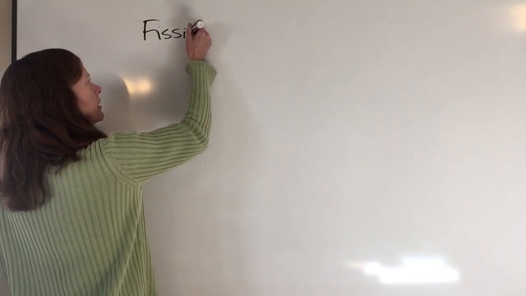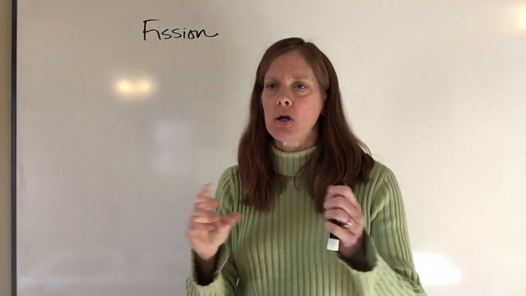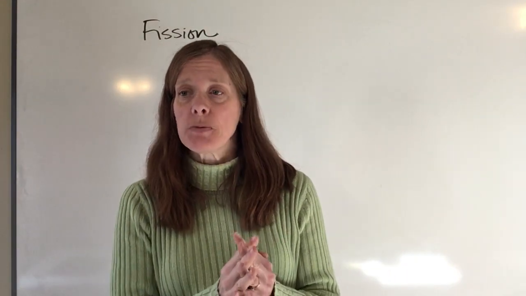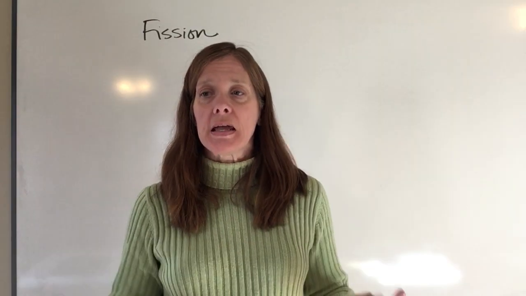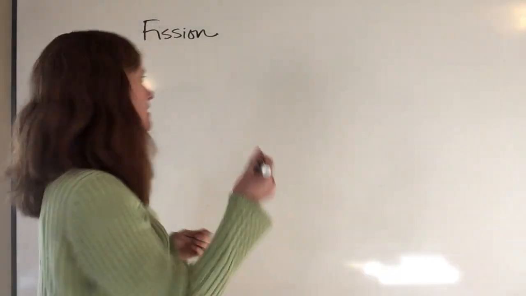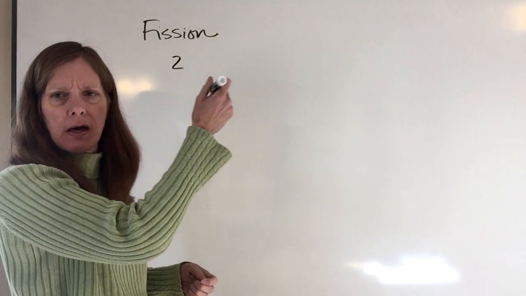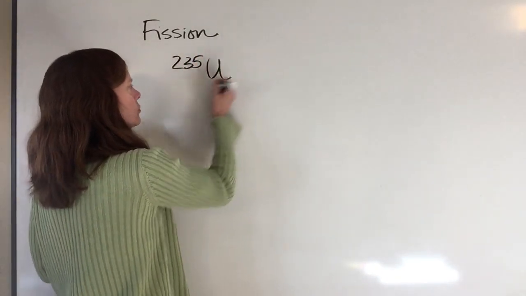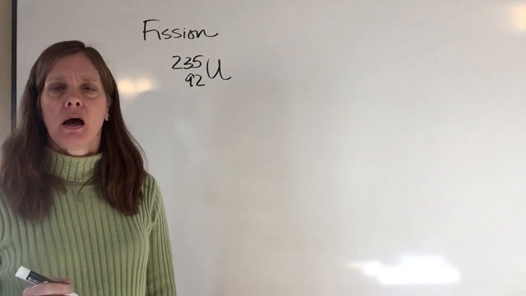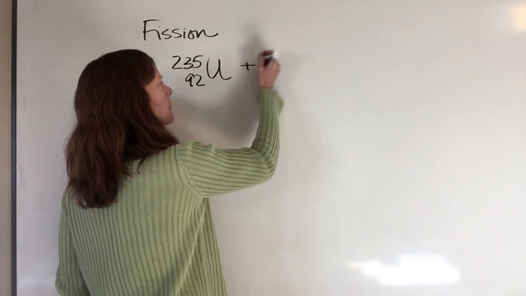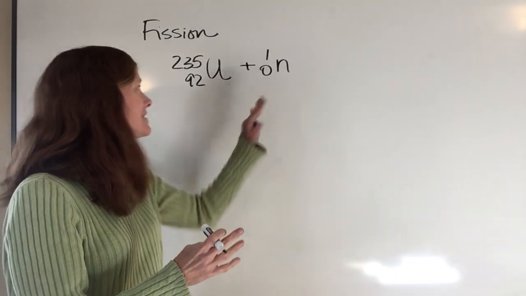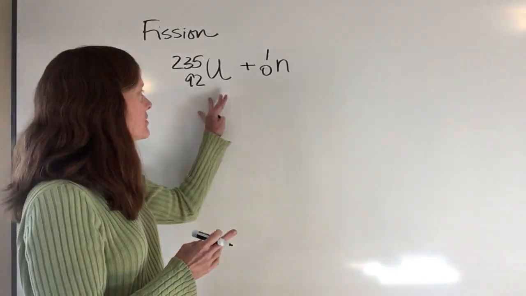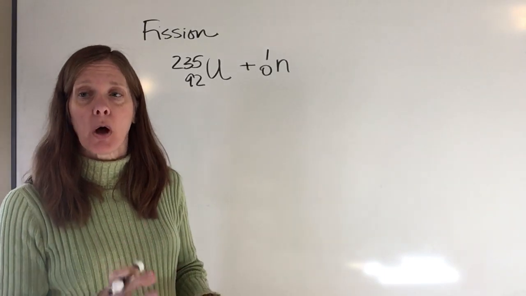The first one is fission. And fission is when you take a large particle and you bombard it with a high energy particle. Usually we're going to use neutrons. And then we're going to cause that big nucleus to be split into several smaller nuclei. So as an example, if I start with uranium-235, and we said before that that has an atomic number of 92, and if I bombard that with a neutron, so I take a neutron and I shoot it into the nucleus, when that happens, this nucleus will split apart into two smaller nuclei.